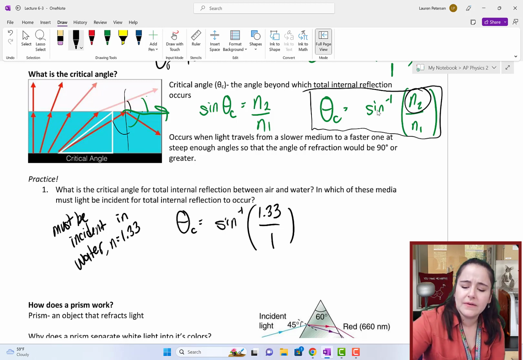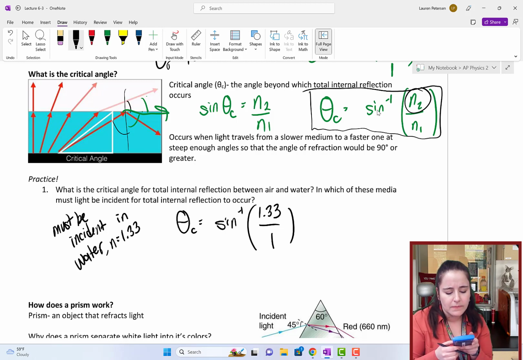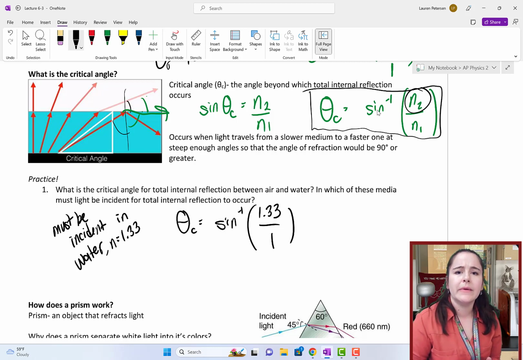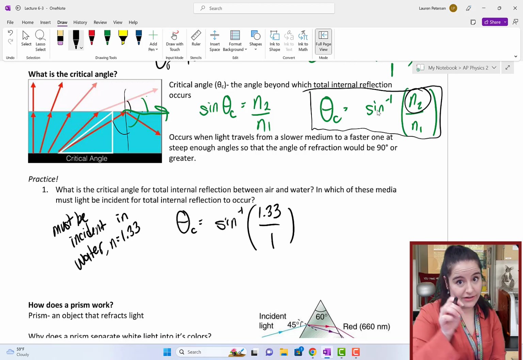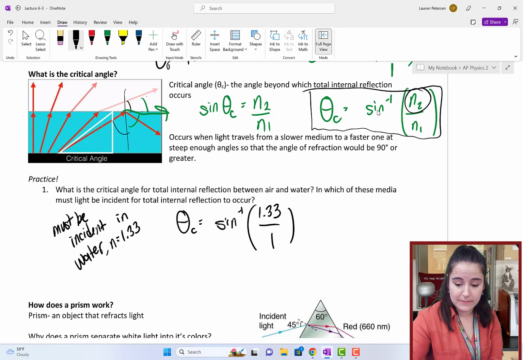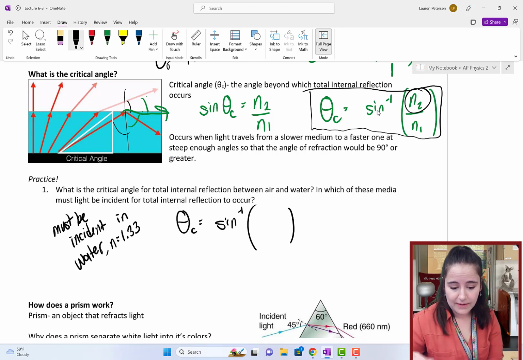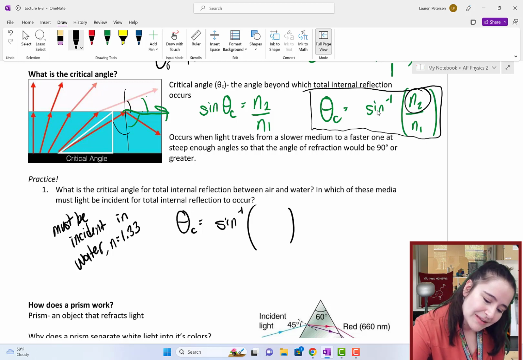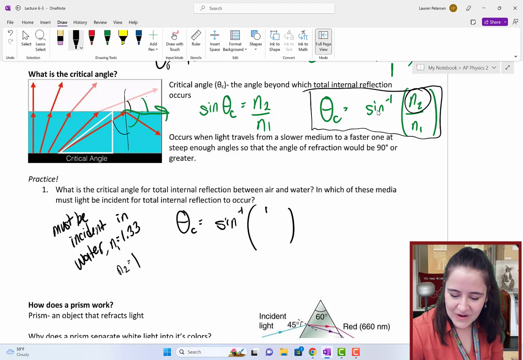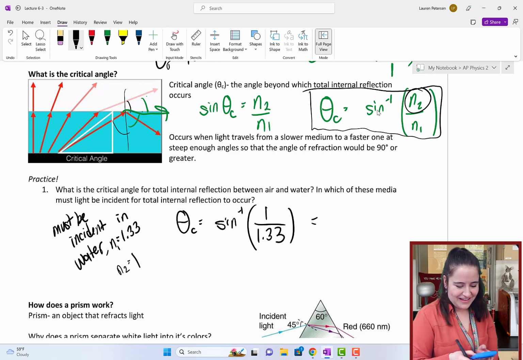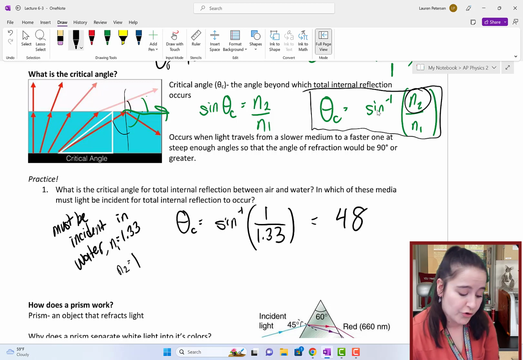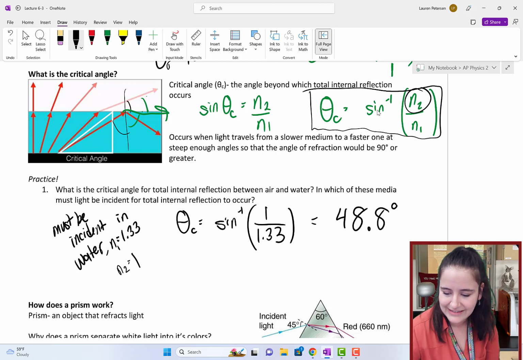I was so dumb. I was like, wait a minute, it's giving me an argument error. It shouldn't give me an argument error if I did it right. It'll give you an argument error if you do it wrong because of the limits of sine, and you'll have a backwards thing. But it must be incident in water. So that means n1 is 1.33 and n2 is 1. So 1 over 1.33. There we go, which gives us 48.75, so I'll go with 48.8 degrees.